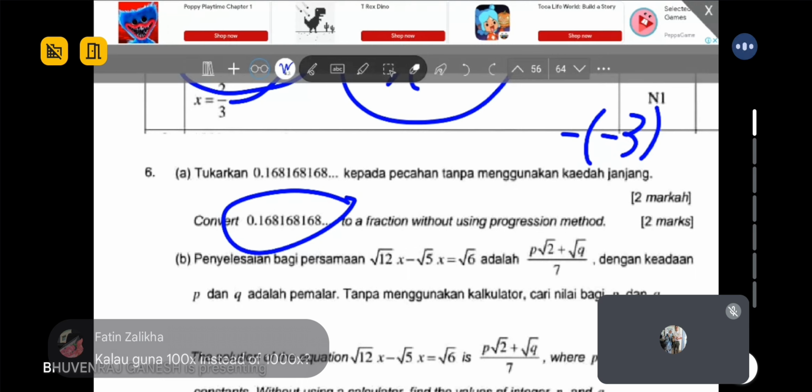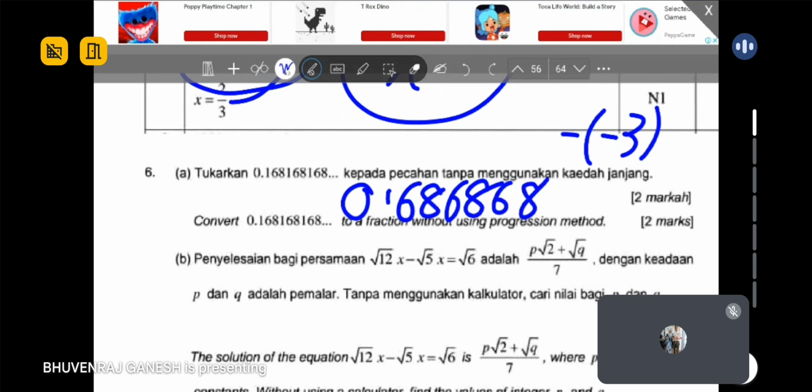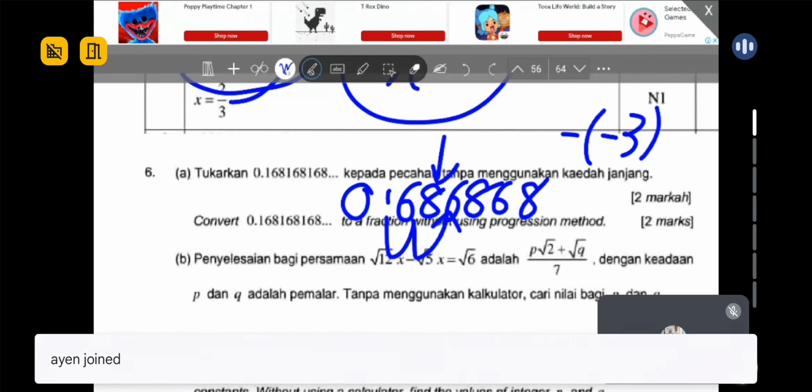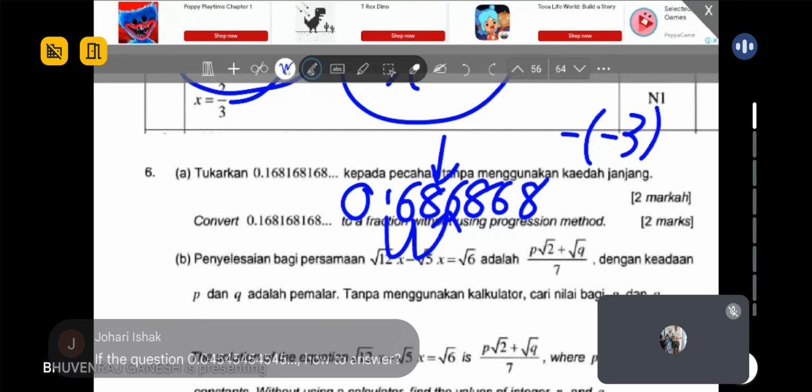100x tak boleh, sebab kamu akan dapat jawapan berlainan. Okay, I give you an example. Let's say your number is like this. Katakan soalan macam ni. Then 100x, sebab kamu nampak dua saja. Two places. So that's why we choose 100x. It repeat at the second digit. Dia berulang pada digit yang kedua, selepas tempat perpuluhan. Faham tak?